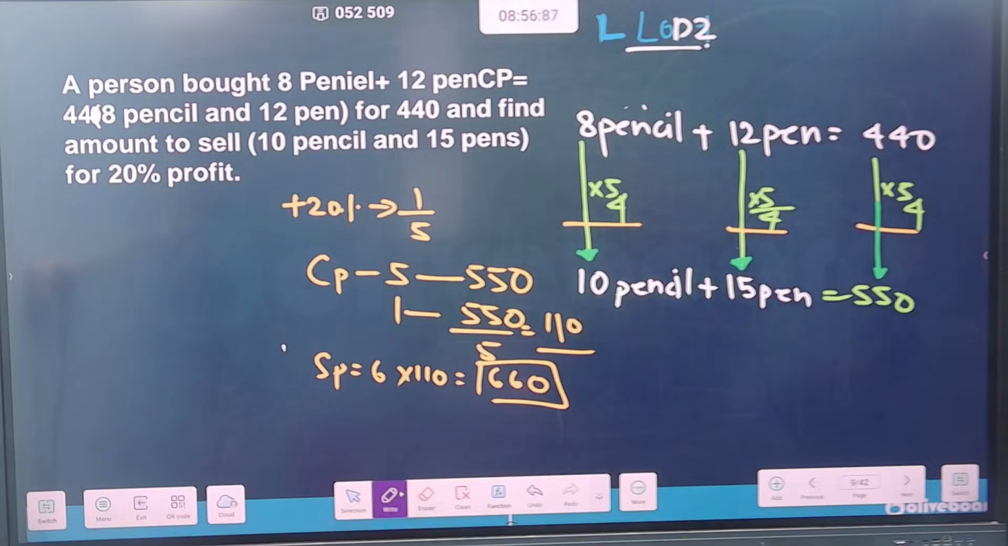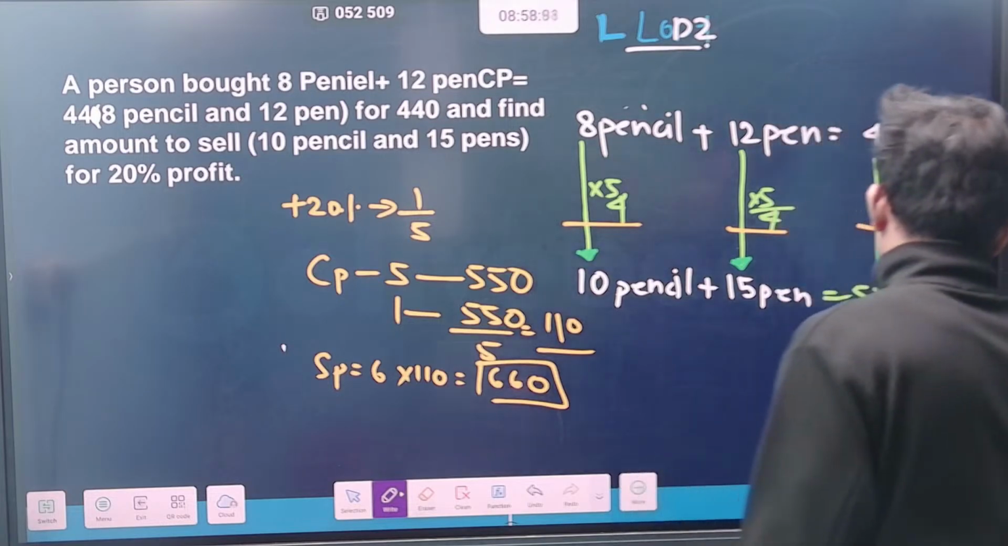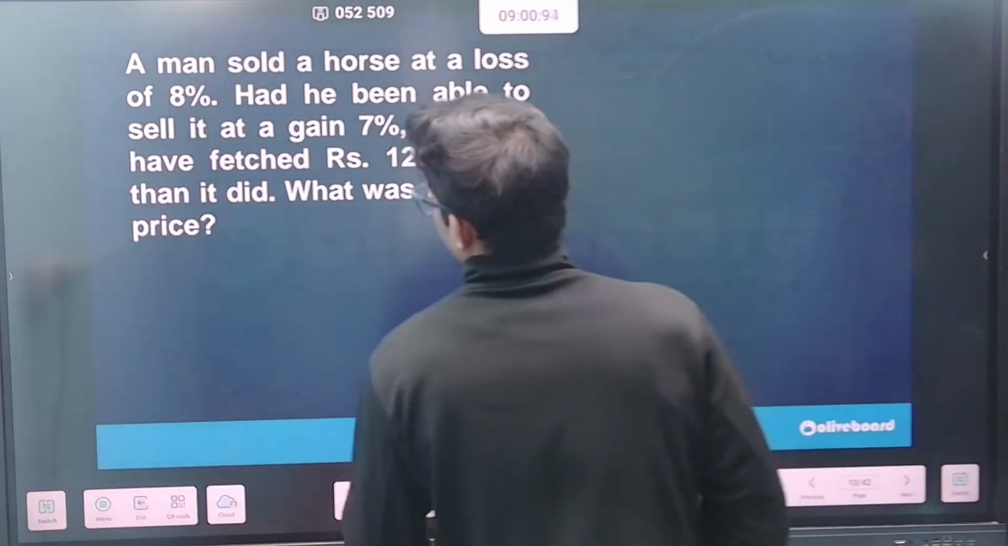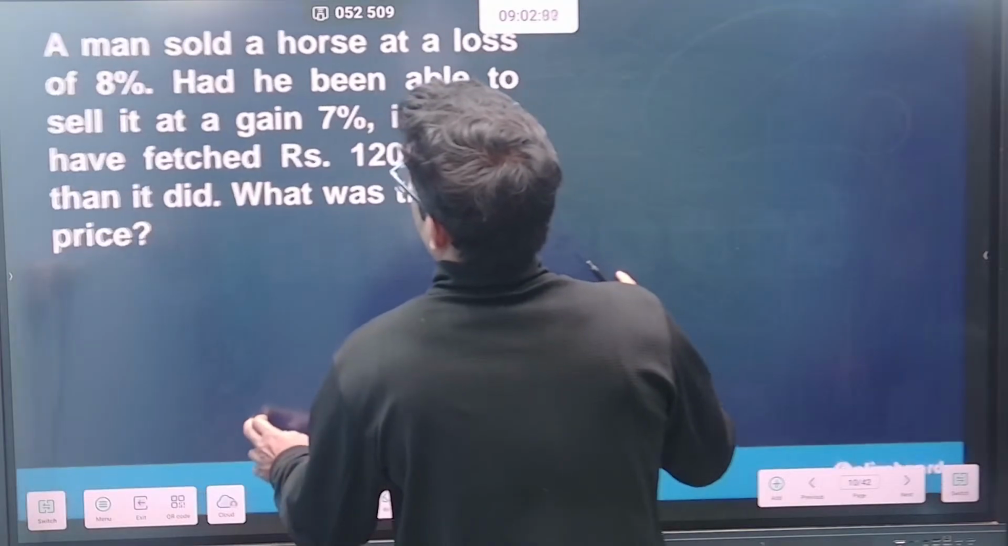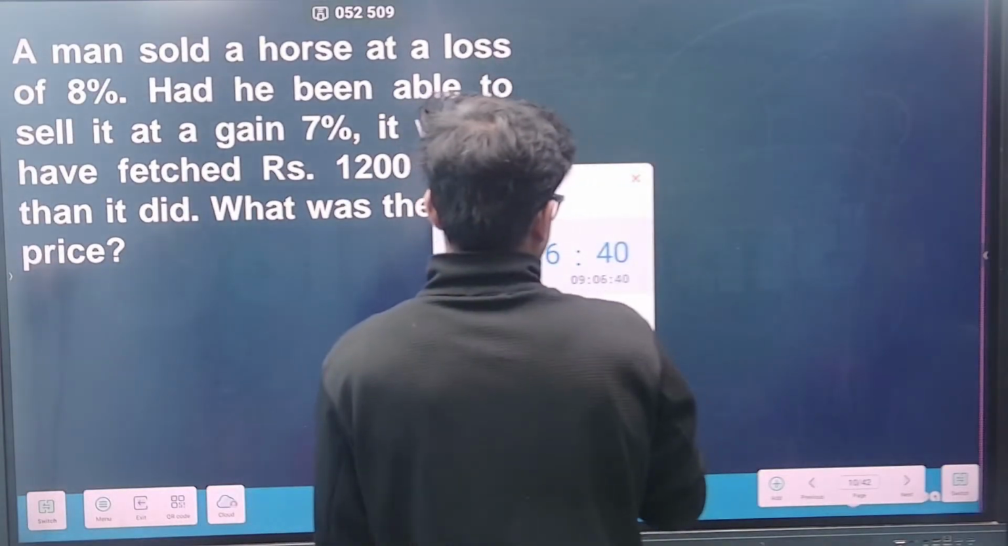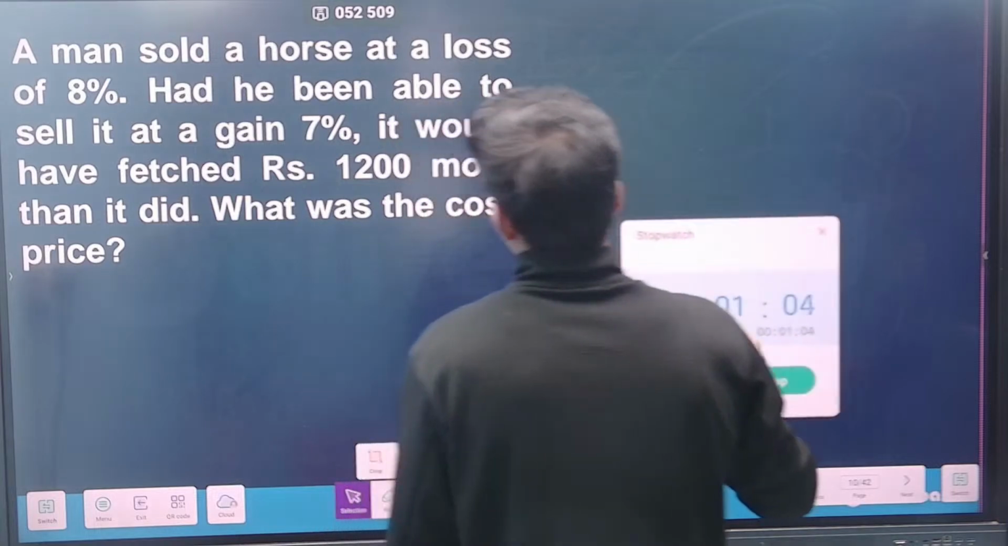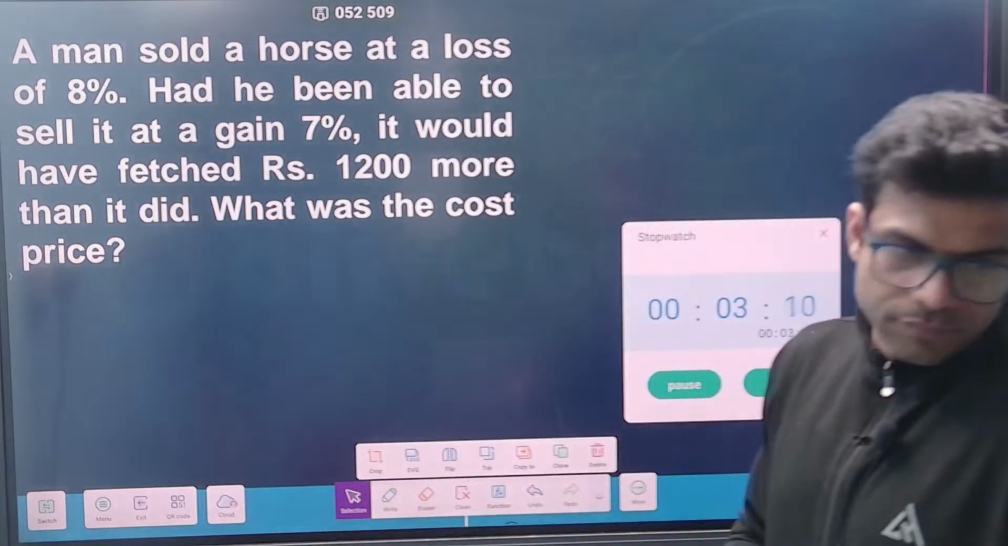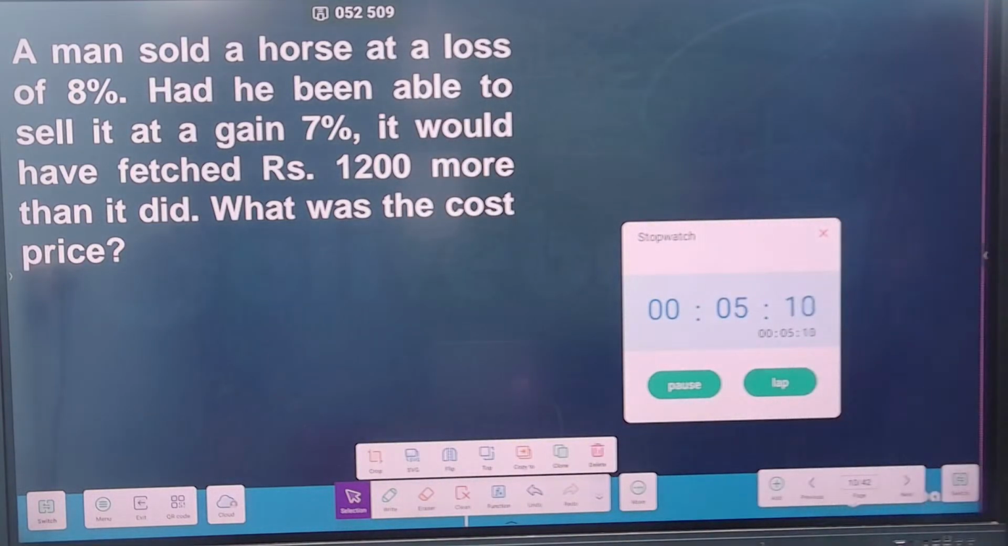Let me go for the next one. Try this. Let me give you the timer again. Some questions I have taken with options, some of the questions I have taken without. Try this.